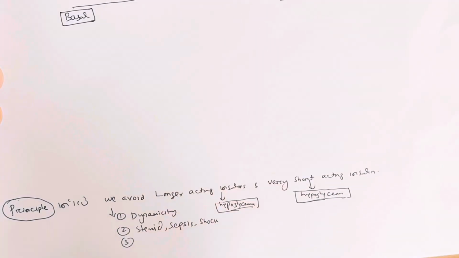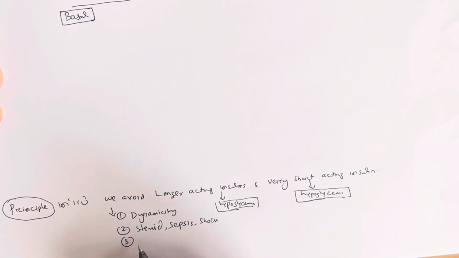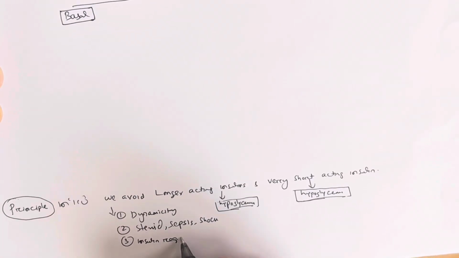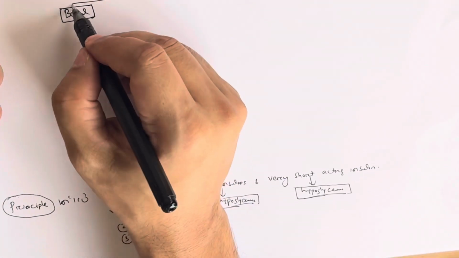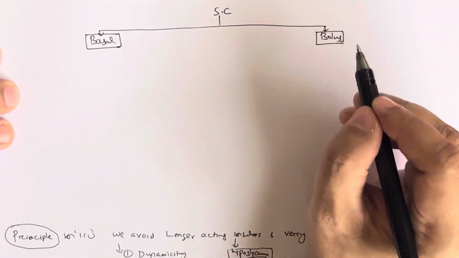So as a rule, we generally avoid very long acting and very short acting insulin in the ICU because of the dynamicity of the clinical condition, because the patient's insulin requirement may change on an hourly basis, right? So that is the basic principle. On this principle, let us decide what insulin we can give to our patient, right?